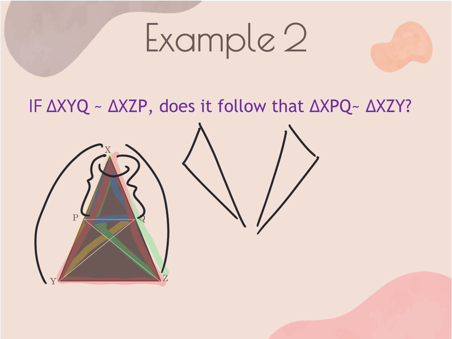I am sorry, this is probably not going to look at all like the picture, but it's fine. This is X, this is X. We know they all share X, so it's congruent. We have P, we have Z, we have Q, and we have Y. We know those are similar, so I can say these are congruent, and I can say these three are congruent.